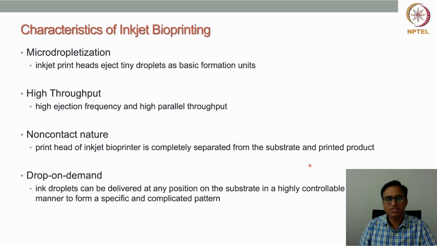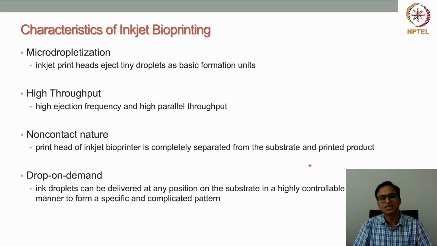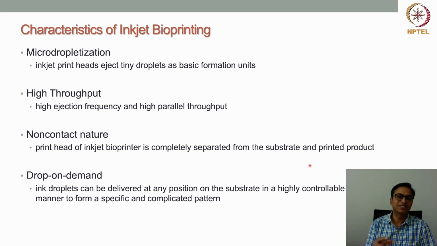A few characteristics of this inkjet printing technology, if you want to understand: the first is, because the main mechanism of printing is droplet generation, microdropletization is an important characteristic of this inkjet bioprinting technique, where inkjet printing ejects tiny droplets as the basic formation units. So it generates these droplets, and with those droplets we are basically creating the whole 3D structure. So this is an important characteristic of inkjet bioprinting.